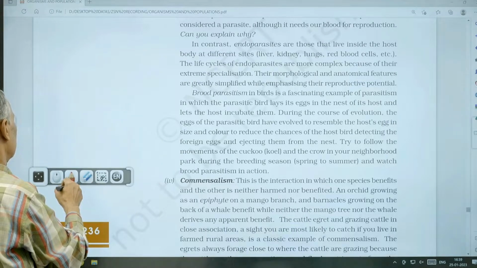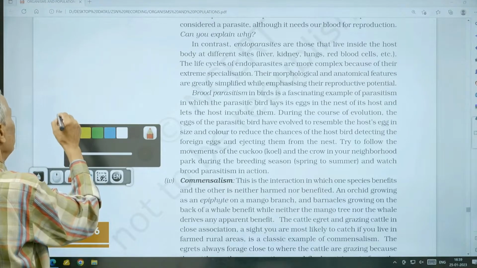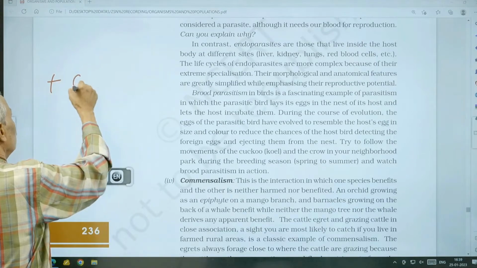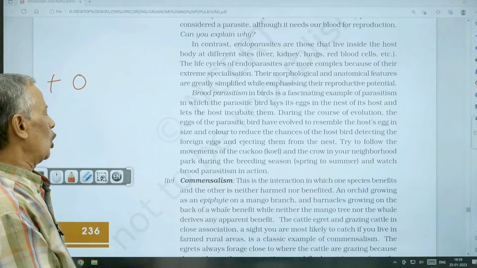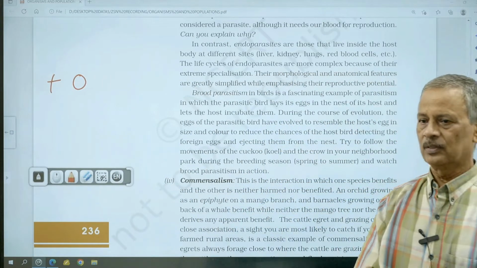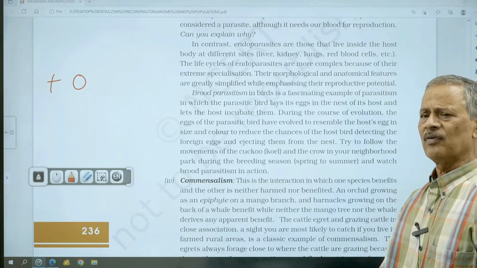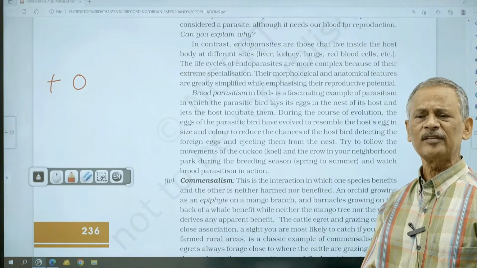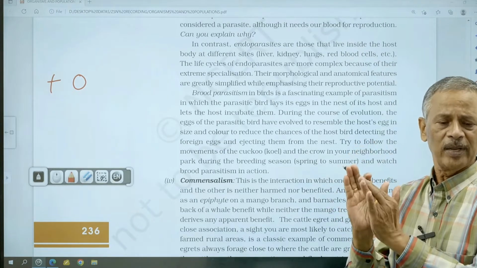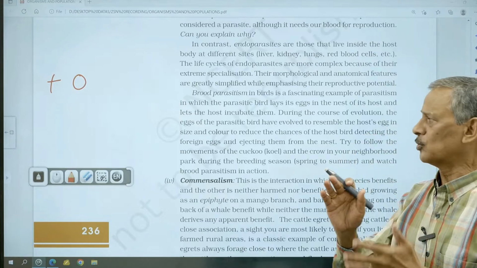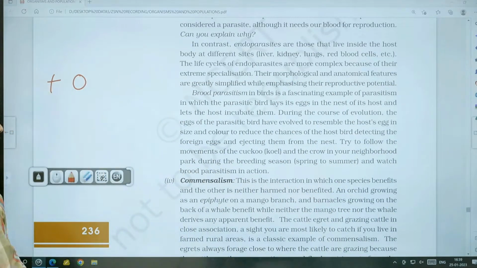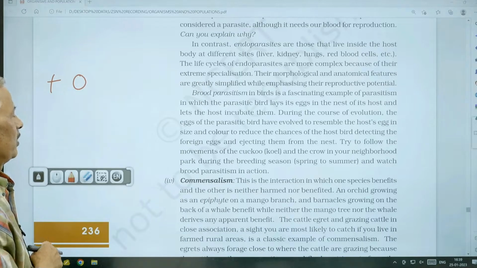Commensalism. In commensalism, only one is getting the benefit. The other is neither benefited nor harmed. For example, epiphytes, climbers, they will never take anything from the woody, strong tree. They just remain attached to that one for support. So the big tree is neither benefited nor harmed, whereas the climbers or epiphytes are getting the benefit.